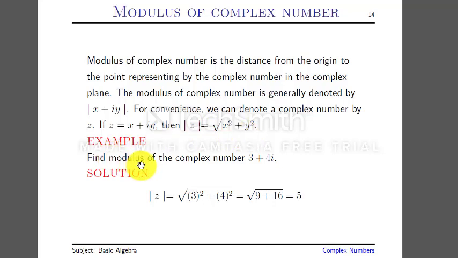Example, find the modulus of the complex number 3 plus 4 iota. We have to compare this complex number with this complex number. Here x is 3, y is 4. Similarly, for this complex number, we can write the absolute value like this. Here x is the real part, y is the imaginary part, and we can put the value of x, which is 3, and y, which is 4, in the formula, and obtain the modulus of the complex number, which is the distance of this complex number from the origin, which is 5.